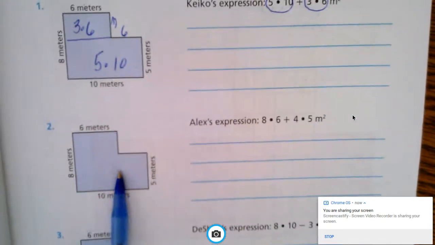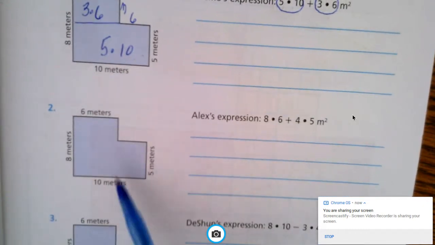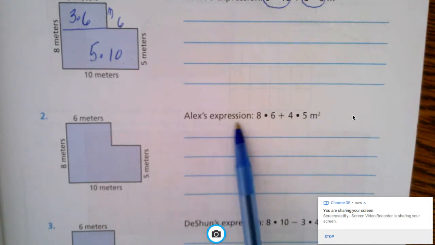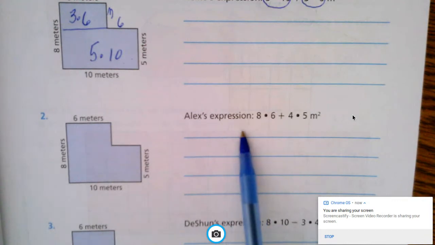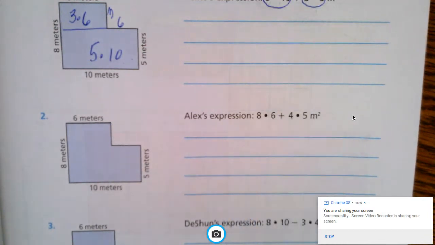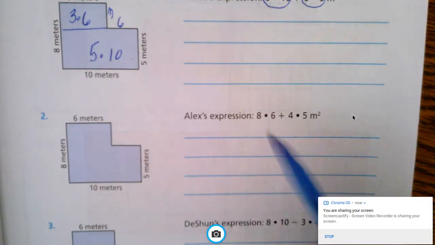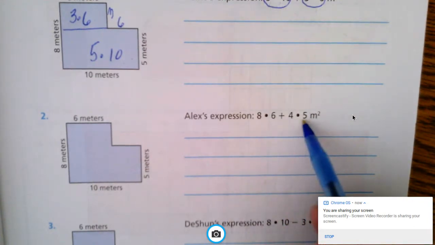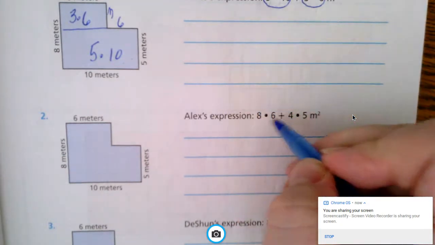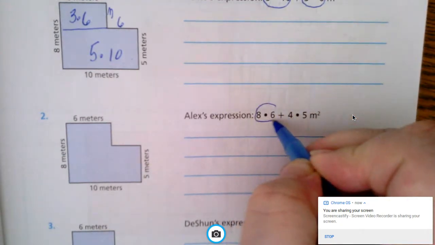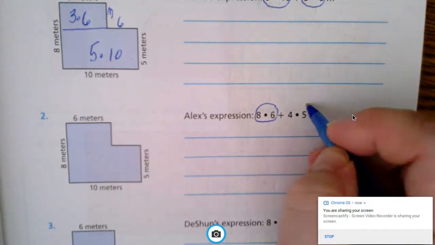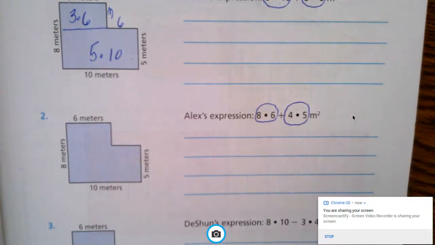This time, we have the same floor plan for the next two problems. It's just different ways of looking at it. Remember, this unit is all about being flexible in our thinking and different ways to think about terms and how to combine them. So here's Alex's. So he has, or she, 8 times 6 plus 4 times 5. If I analyze this, that would mean that Alex is multiplying a base and a height and adding that to another base and a height, 4 times 5.